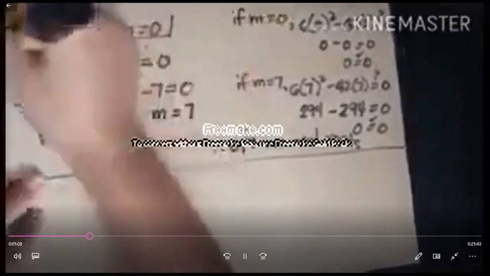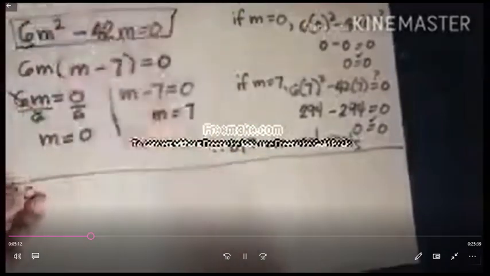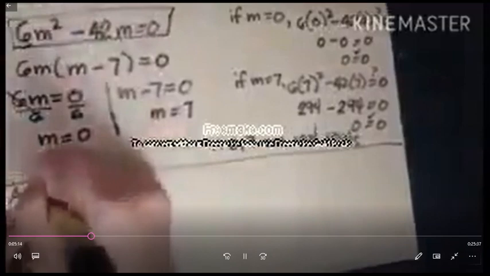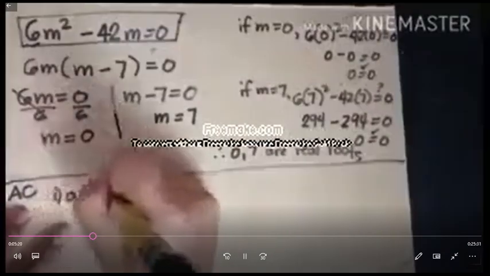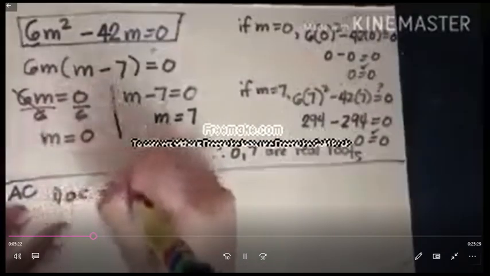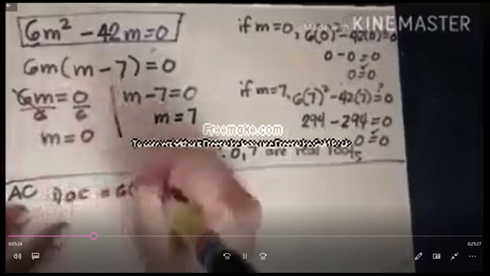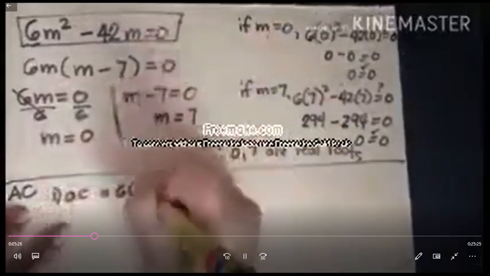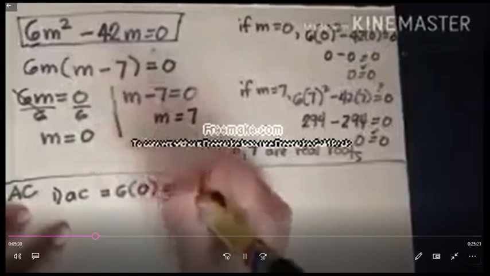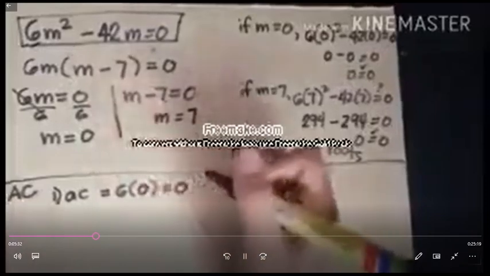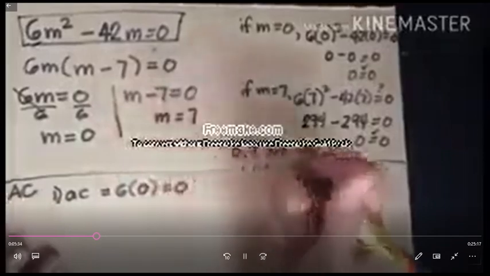So, let's use this as our example. Since our A here is 6, it is greater than 1. So, first step, we multiply the values of A and C. So, our A is 6. Our C, since there is no C indicated there, is understood to be 0. So, the product of A and C is 0.